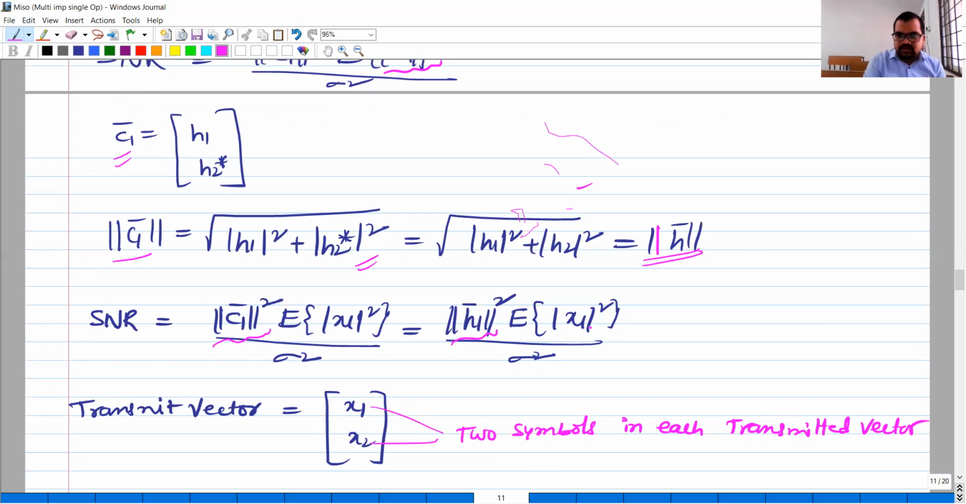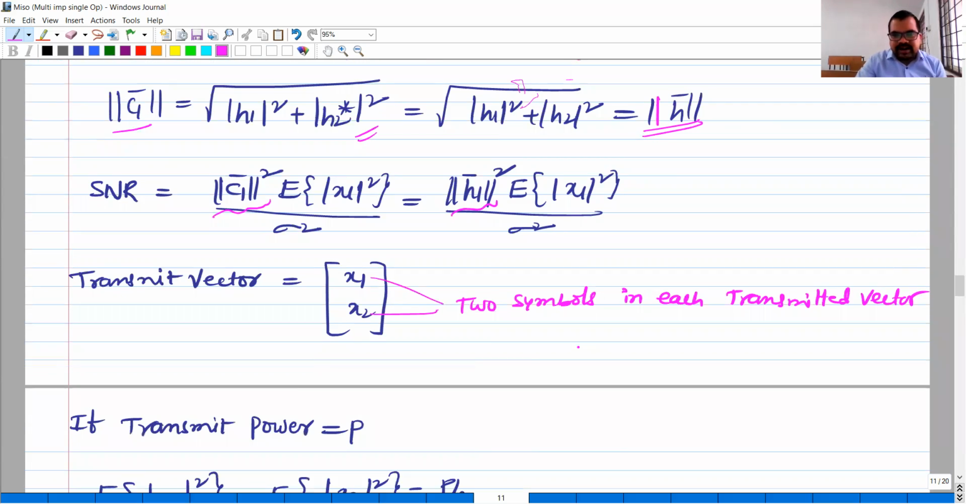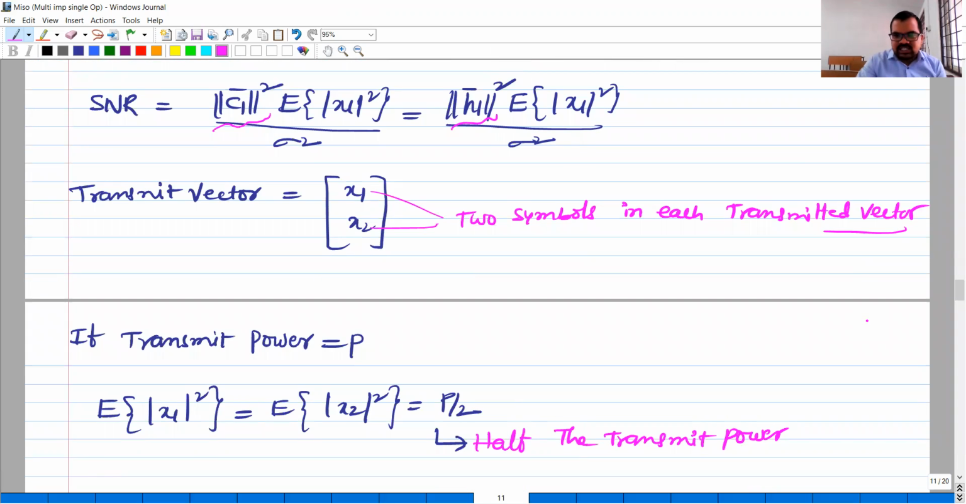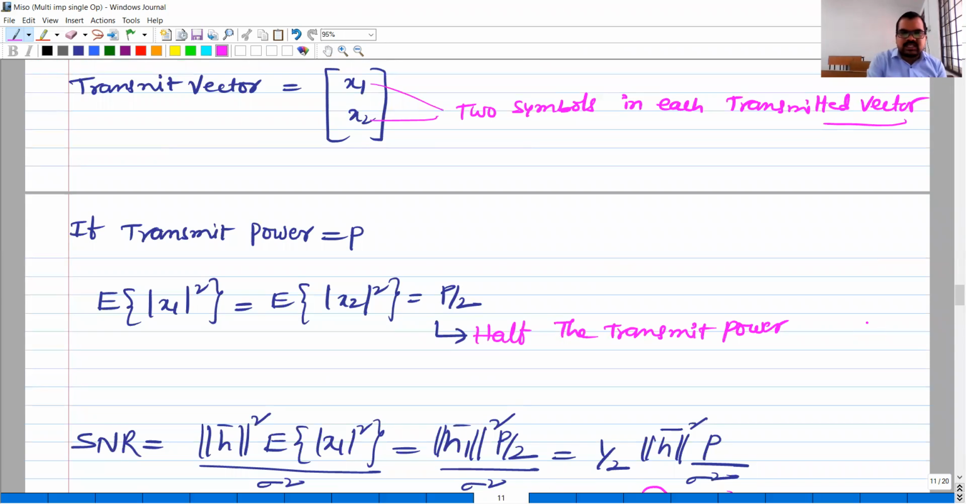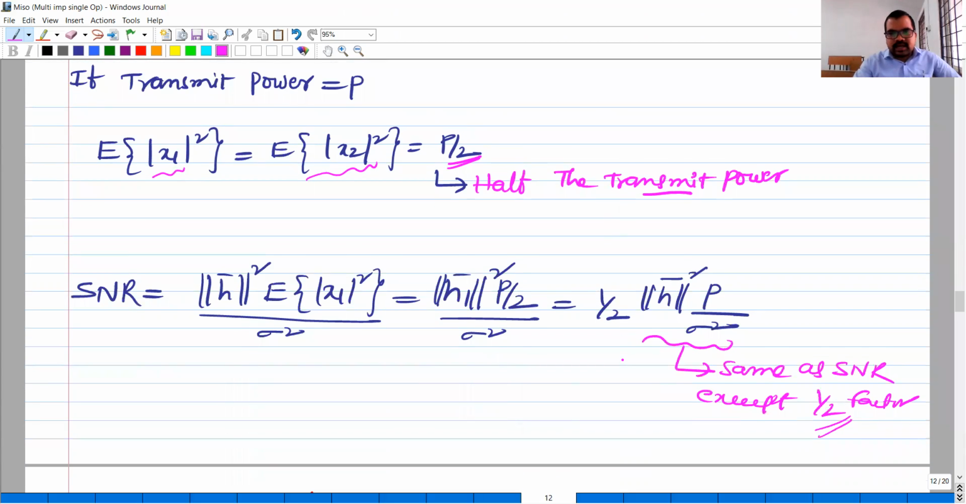But not P; I will tell you what the value of this is. We know that the transmitted vector consists of two symbols: x1 for transmitter 1 and x2 for transmitter 2. Because there are two symbols, the power of the x1 symbol is equal to the power of the x2 symbol, so we get the average power equal to P by T, that is P by 2, half of the transmit power because two transmitting antennas are used. Now the signal to noise ratio is obtained by putting in this entire value with P by 2. If you observe, this is the same as the MISO system we discussed, with this extra factor.